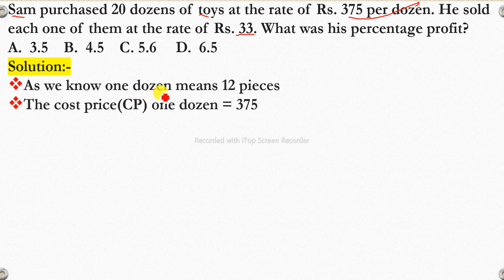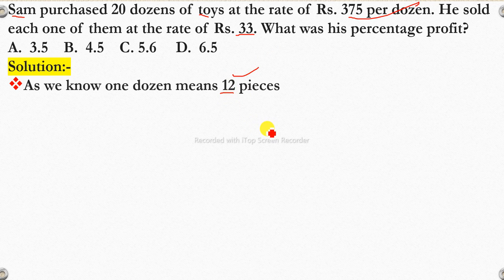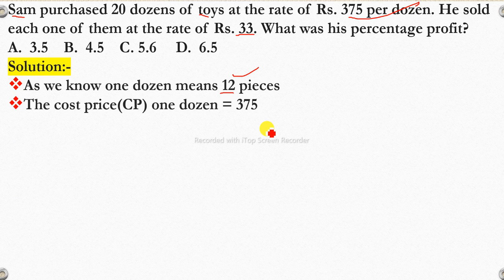As we know, 1 dozen means 12 pieces. You have to understand this first, because 1 dozen has 12 pieces. So 20 dozen has how many pieces? It has 240 pieces. And the cost price of 1 dozen is given as 375 per dozen.